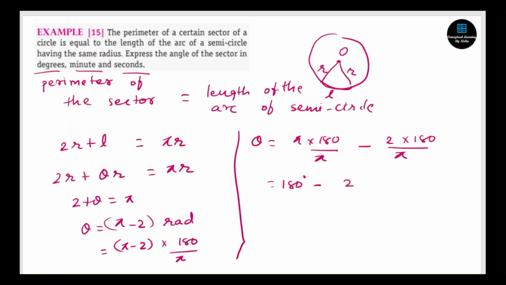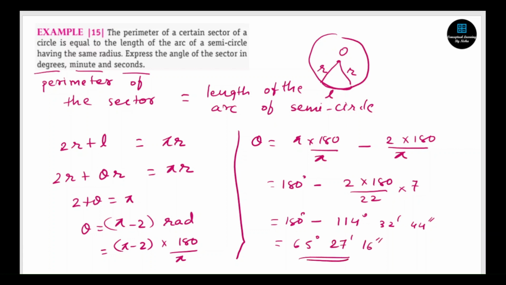Now this I have to convert into degrees, minutes, and seconds. So 180 degrees minus 114 degrees 32 minutes 44 seconds gives me the final answer as 65 degrees, 27 minutes, and 16 seconds. So just convert this. We already learned that, so I'm not making the video lengthy.